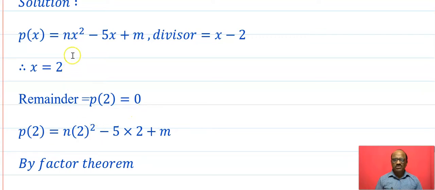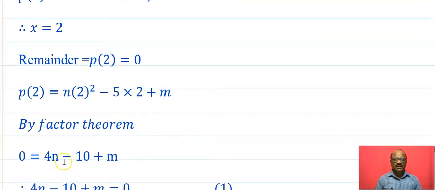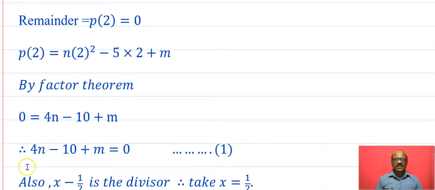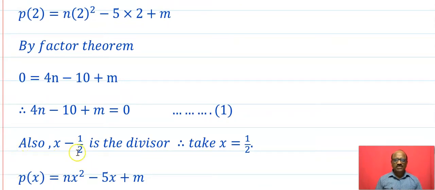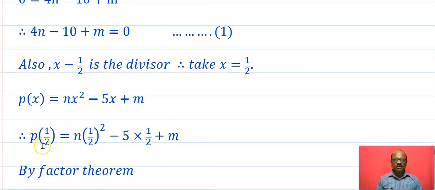p of 2 is equal to, substitute. Replace x by 2, that is n into 2 square minus 5 into 2 plus m, and by the factor theorem it is 0: 4n minus 10 plus m. This is the first one. That is 4n minus 10 plus m is equal to 0. Also x minus 1 upon 2 is the divisor. Take x is equal to 1 upon 2. Therefore, p of 1 upon 2 is equal to n in bracket 1 upon 2 bracket square minus 5 into 1 upon 2 plus m.